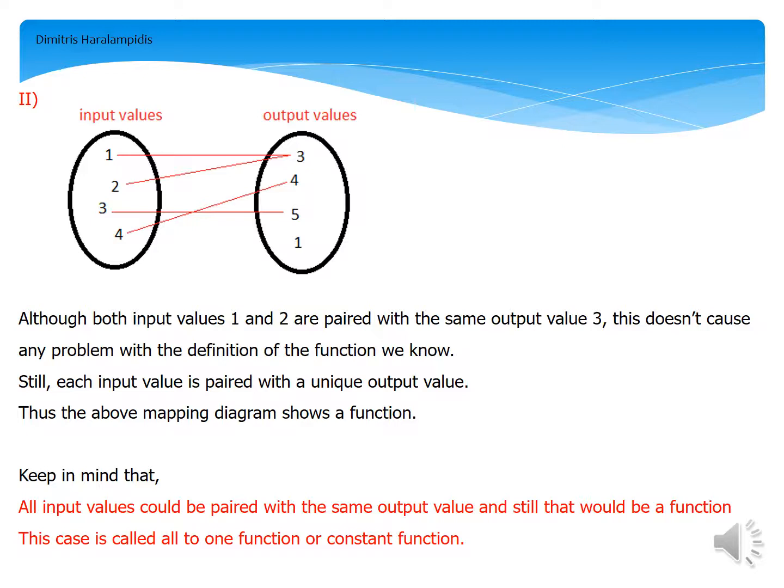Always keep in mind that all input values could be paired with the same output value and still that would be a function. This case of a function is called all-to-one function or constant function.